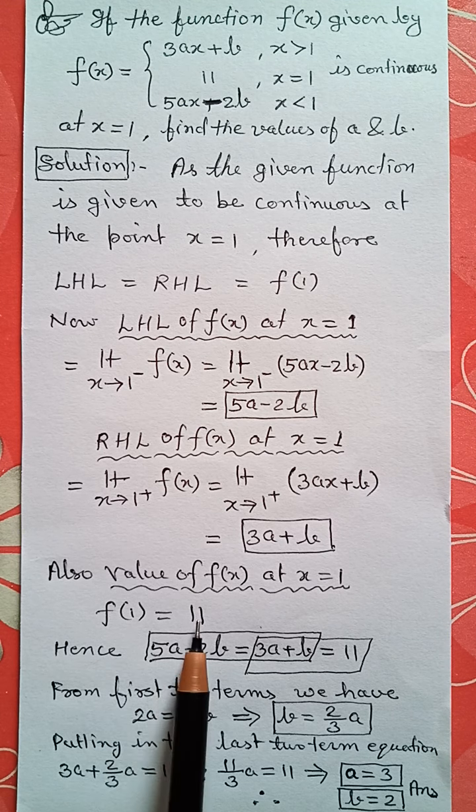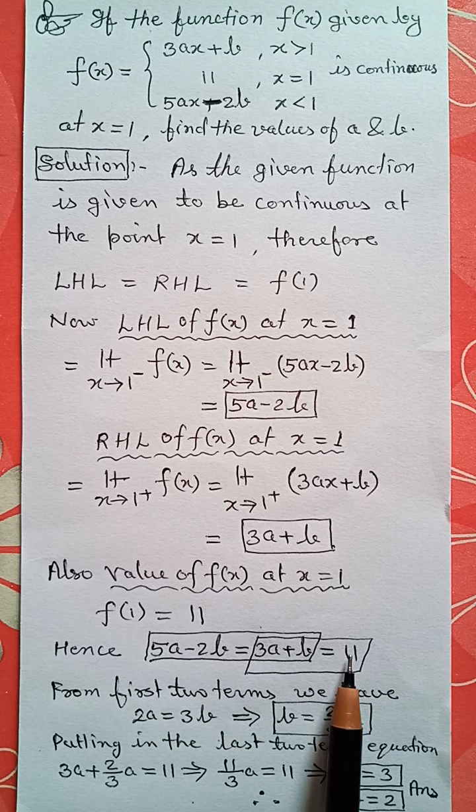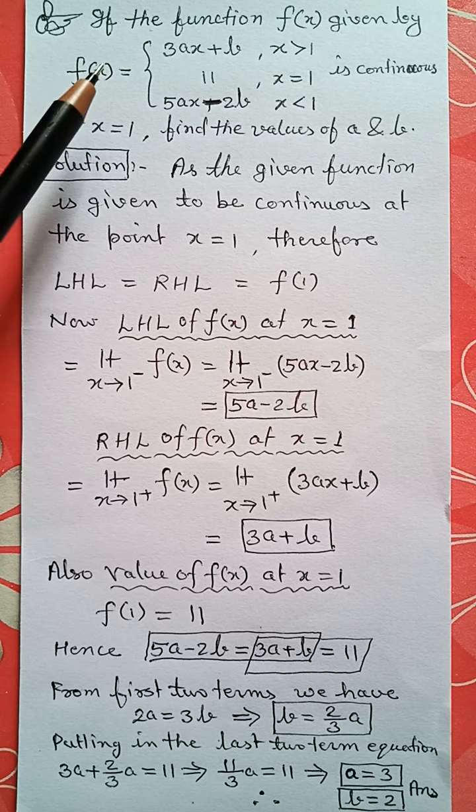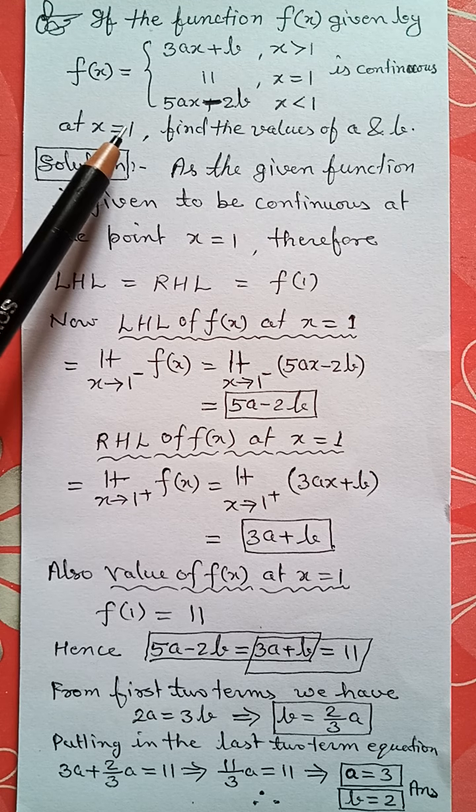Now putting this value in the equation containing the last two terms, we have 3a + 2a/3 = 11. Adding, we have 11a/3 = 11, and this implies a = 3. Now putting a = 3 here, we have b = 2. Hence for the values a = 3 and b = 2, the function will be continuous at x = 1.